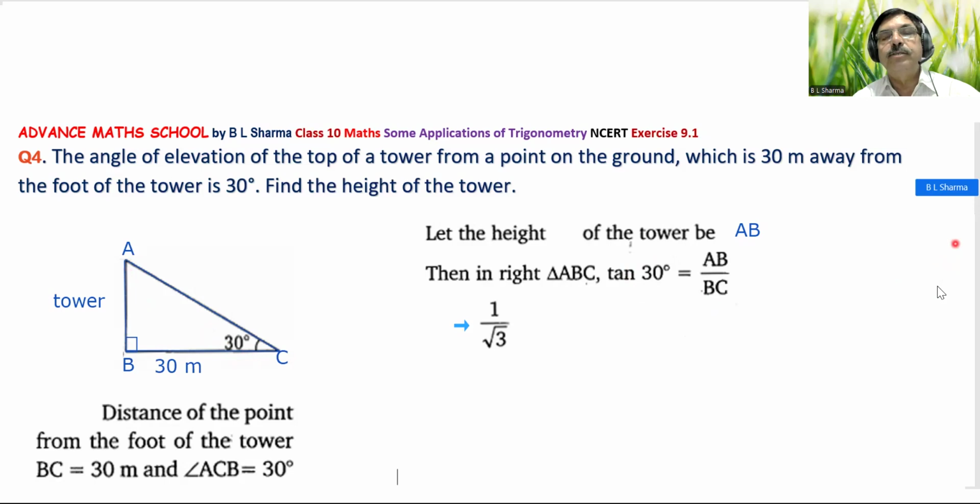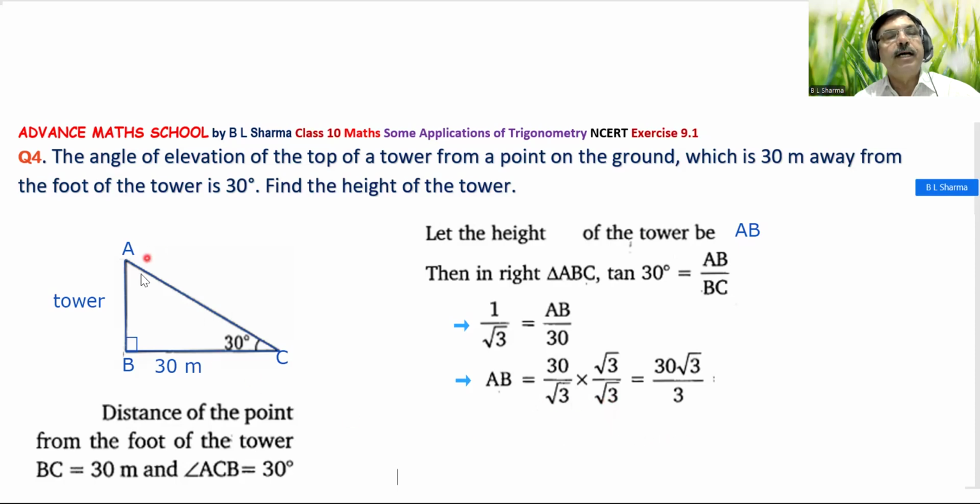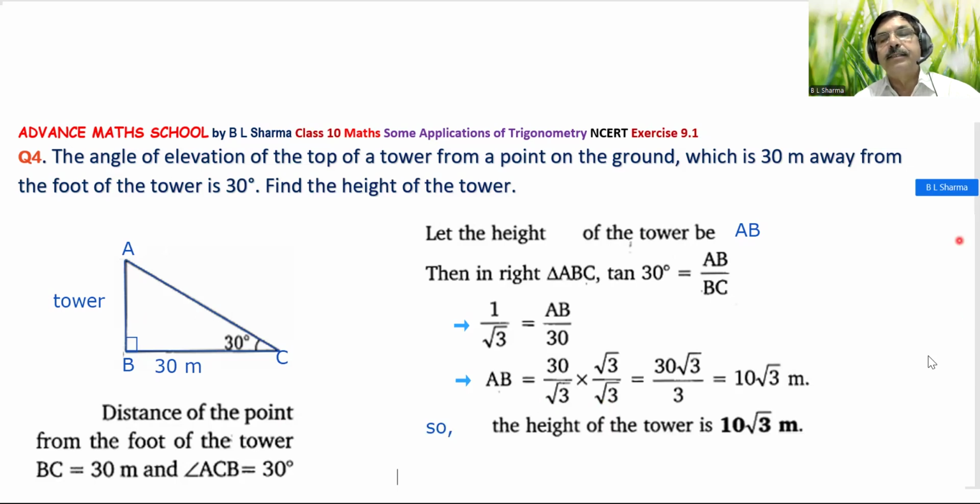So 1 upon root 3 is equal to AB upon BC. And what is BC? BC is 30. So on cross multiplication, you will be getting AB is equal to 30 upon root 3. Rationalize the denominator. So multiply and divide by root 3. So on calculation, it will be 30 root 3 upon 3, because root 3 into root 3 is equal to 3. So what is height of the tower? So height of the tower is 10 root 3 meter. Answer.